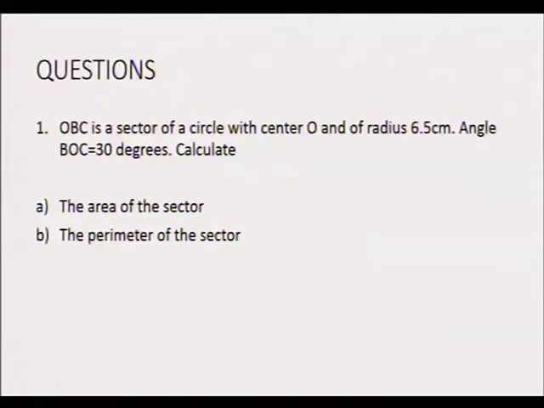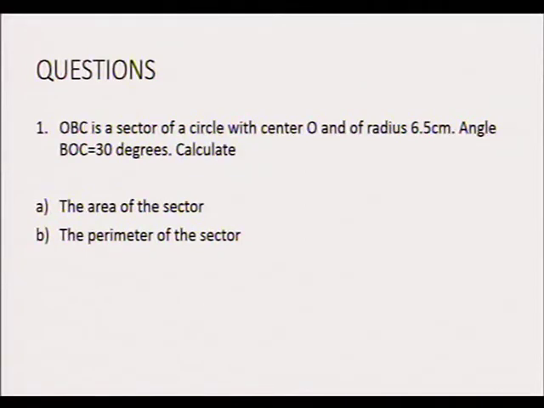Let's look at some of these questions. OBC is a sector of a circle. I hope we know what a sector of a circle is, with center O, and the radius is 6.5 centimeters. The angle BOC is 30 degrees. Then calculate the first one, the area of the sector, and the next one is the perimeter of the sector.